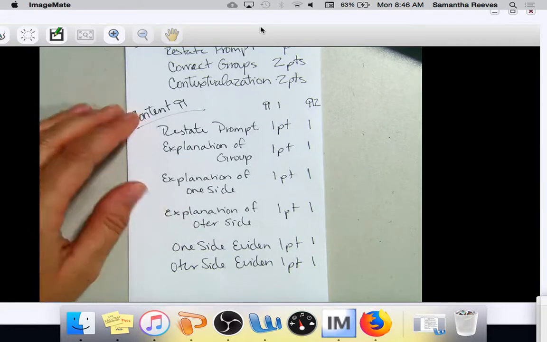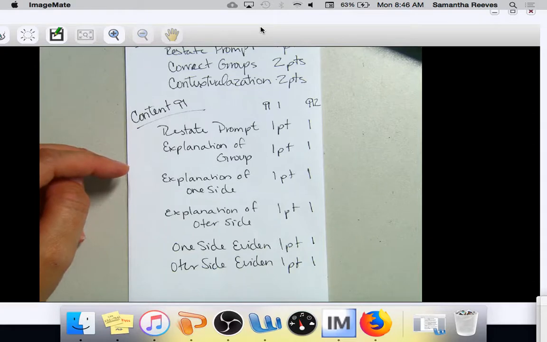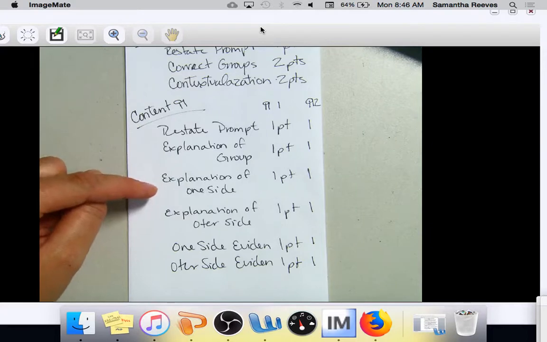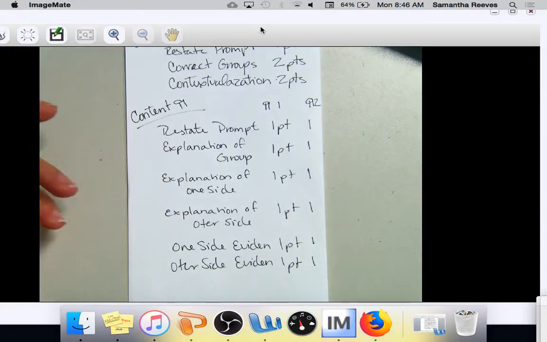So if they don't have both sides in each paragraph, it's wrong. It's not wrong. They're going to only get half the points. It's not wrong. I mean, they're still arguing some of it, but they can't get all the points.